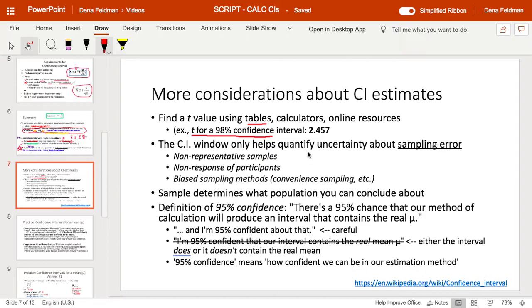So you would use a table, or a calculator online, to find a z-value. In this case, that's 2.457.